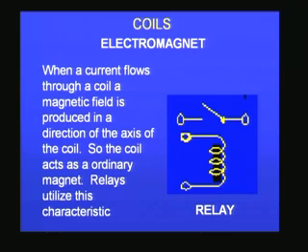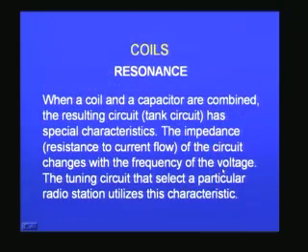Similarly, coils are also used in electromagnetic relays to operate secondary circuits. I have shown a simple circuit here. When current flows through this, the magnetic field will make the switch close, and therefore you can switch on an independent circuit by using these relays. We will later on see some demonstrations of such things, and coils are also used in resonance circuits.